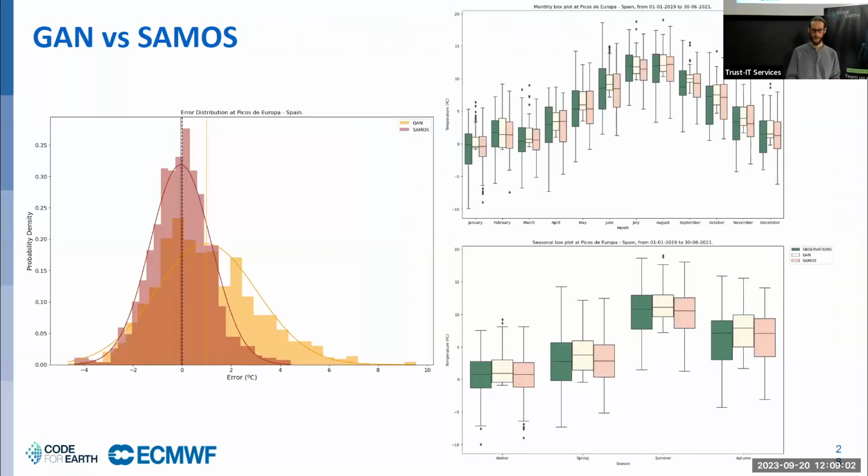And here we have again similar plots for the mountainous region in the north of Spain. We can see that the errors from the GAN have a larger spread, and we also have a small bias, again the warm bias that we just saw, compared to SAMOS.